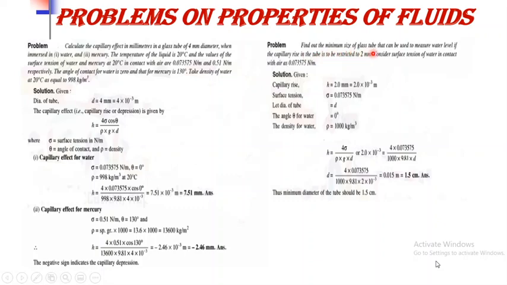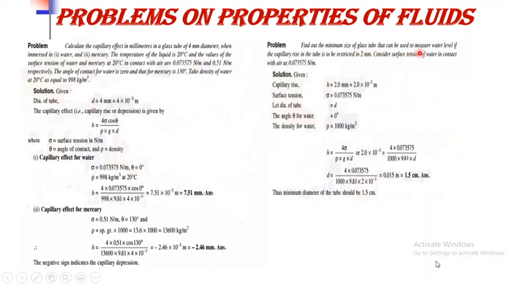find out the minimum size of glass tube that can be used to measure water level if the capillary rise in the tube is to be restricted to 2 mm. Consider surface tension of water in contact with air as 0.073575 Newton per meter. So in this particular problem we have to calculate the minimum size of glass tube. Size of glass tube means we have to calculate the diameter of glass tube.